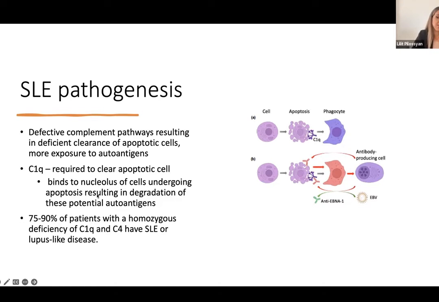However, interestingly, 75 to 90% of patients who are homozygously deficient in C1q and C4 manifest lupus and lupus-like diseases. So it's this deficiency in C1q, either from antibody production or just being genetically not able to produce C1q, that impairs apoptosis clearing, exposes autoantigens, and triggers antibody producing cells to develop autoantibodies.